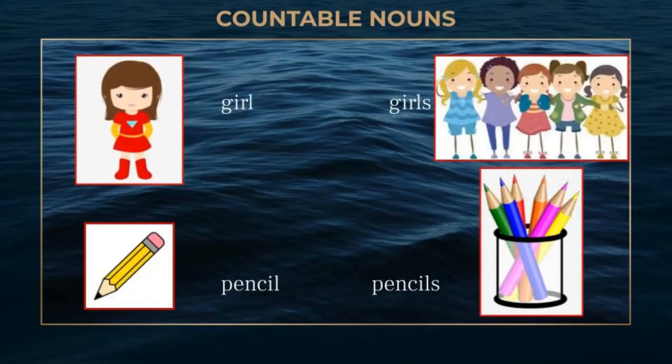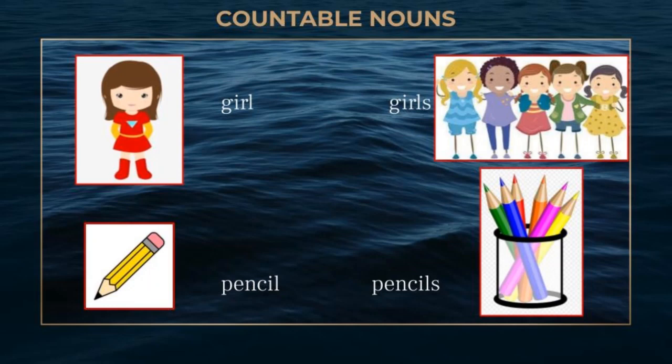Students, look at the given picture. The given picture is a girl. How many girls are there in this picture? Just one girl is there. So it is a singular noun. What is the plural form? Yes, you are right. The plural form of girl is girls. We added the letter s to the word girl to make it plural.